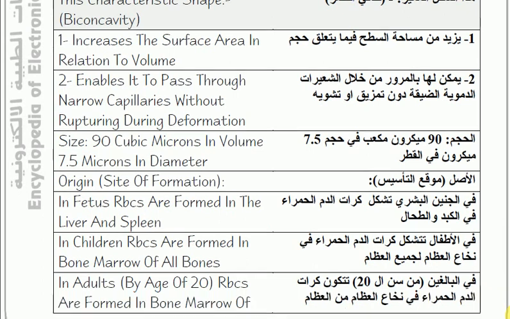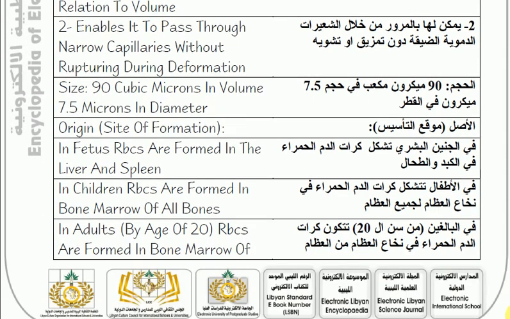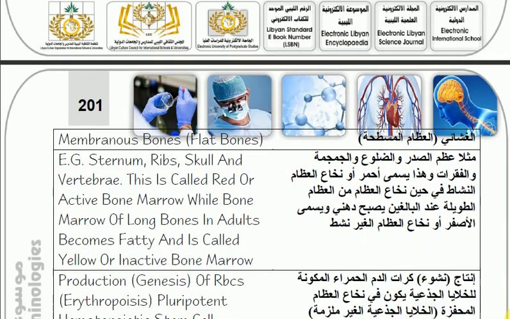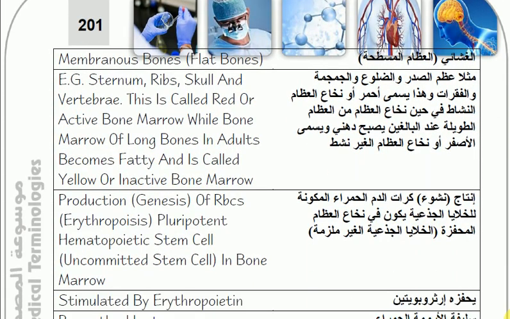Origin, site of formation. In the fetus, RBCs are formed in the liver and spleen. In children, RBCs are formed in the bone marrow of all bones. In adults, by the age of 20, RBCs are formed in the bone marrow of membranous bones, flat bones, e.g. sternum, ribs, skull and vertebrae. This is called red or active bone marrow, while bone marrow of long bones in adults becomes fatty and is called yellow or inactive bone marrow.